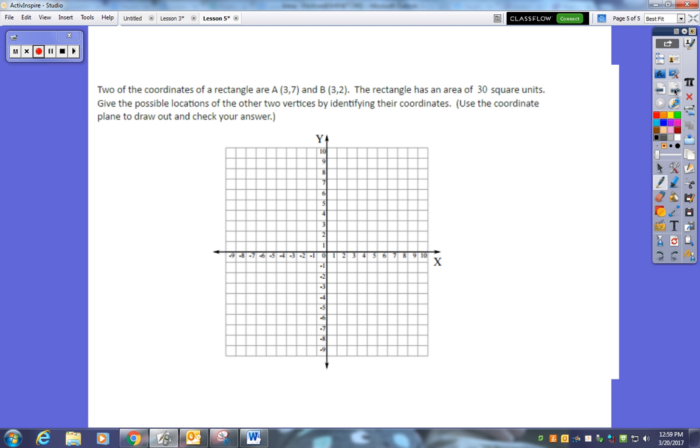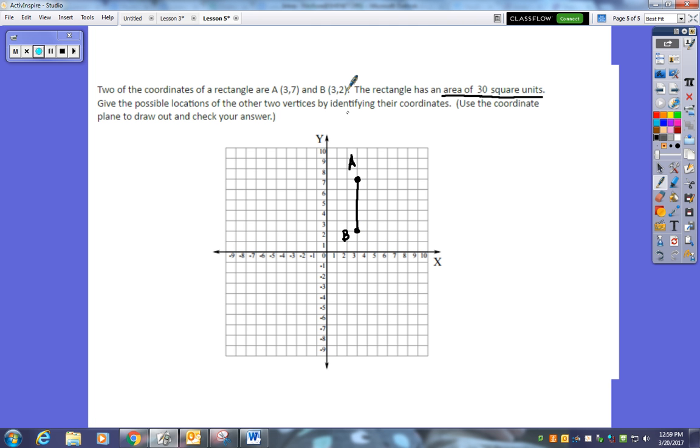So I'm going to start by drawing these 2 points. We've got A at (3, 7), so over to 3 and up to 7, that's A. And B is (3, 2), so over to 3, up to 2, that's B. Now, we're told that the area of a rectangle involving these 2 points is 30 square units, meaning this is the side of a rectangle. So I'm going to start by finding the length of this side.